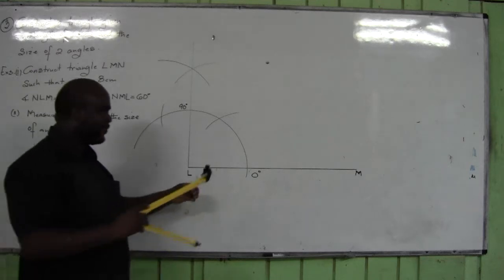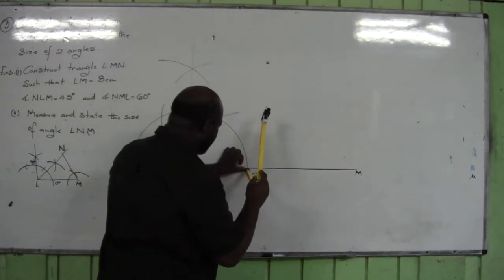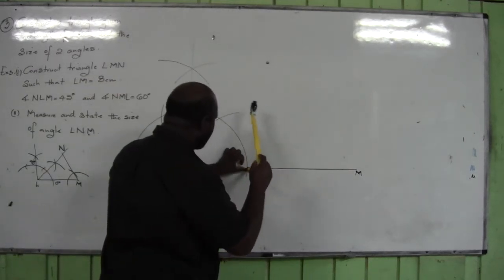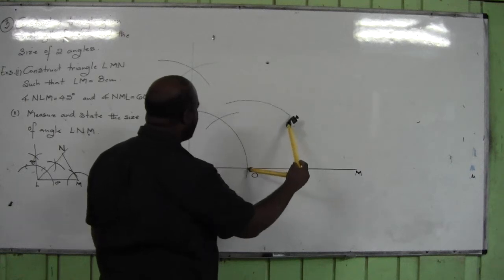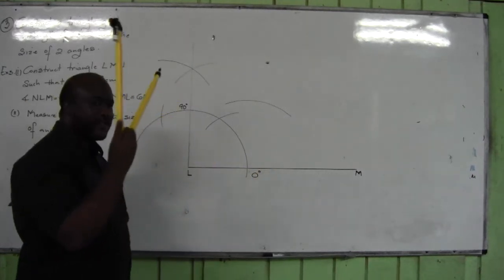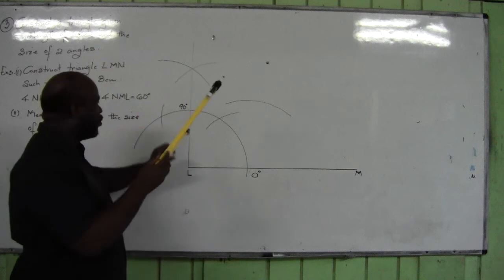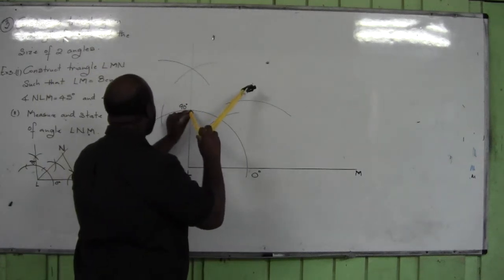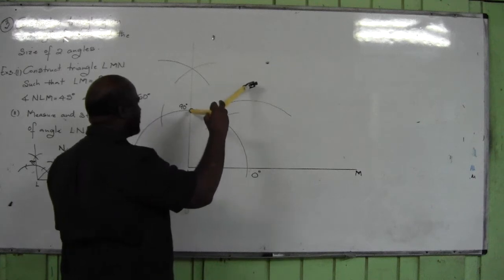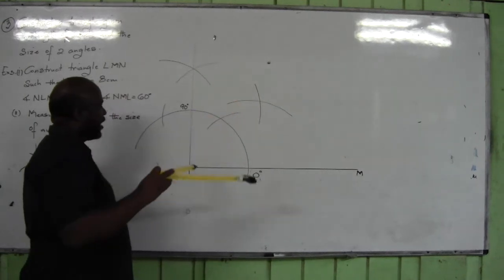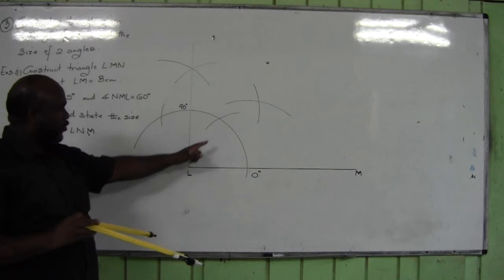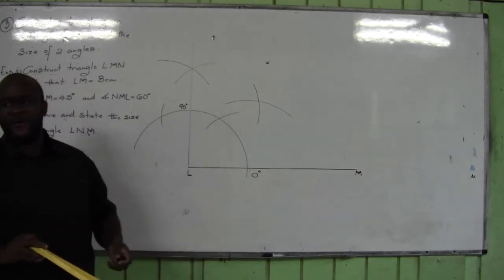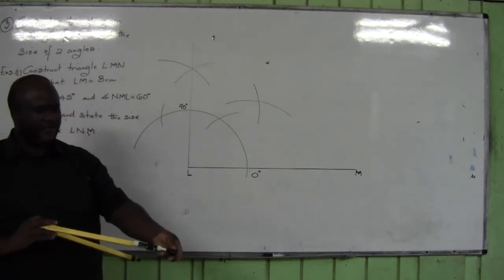Then I'm going to put the metal tip at 0 and scribe my arc. Then, without shifting the compass, move the metal tip over to 90 and scribe my arc. A line from L through here will give me 45 degrees.